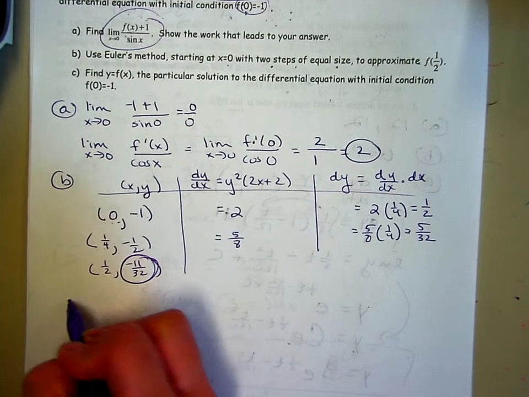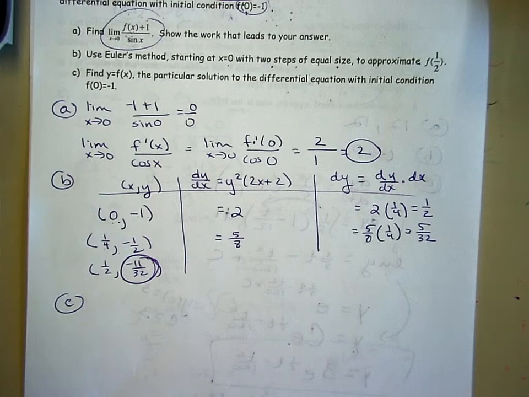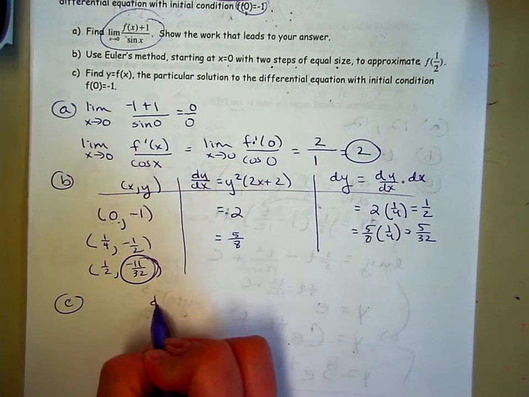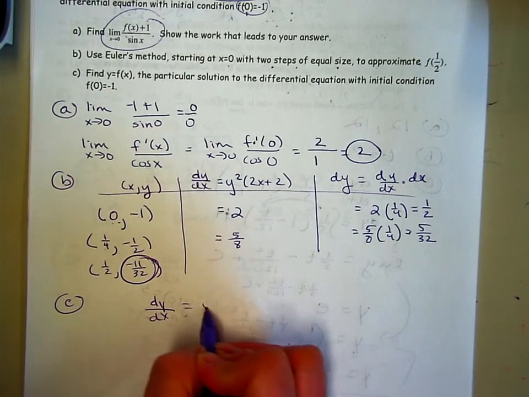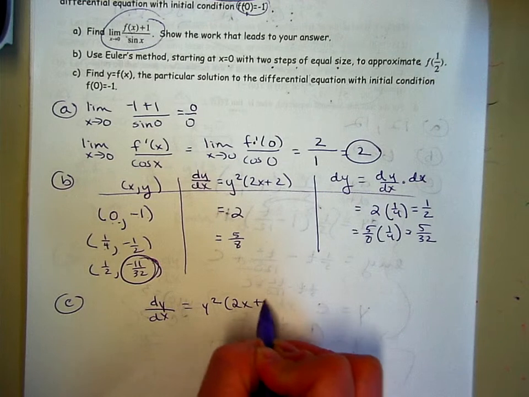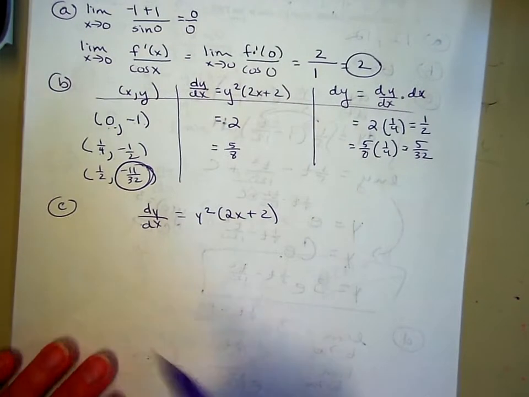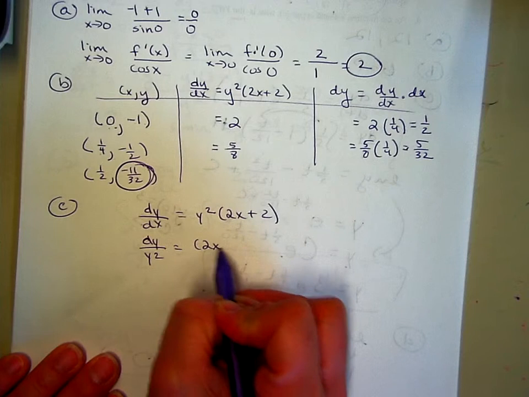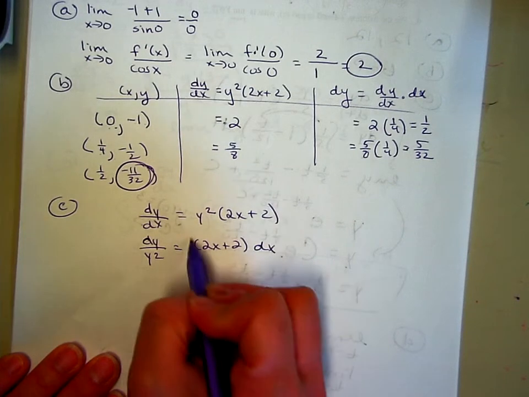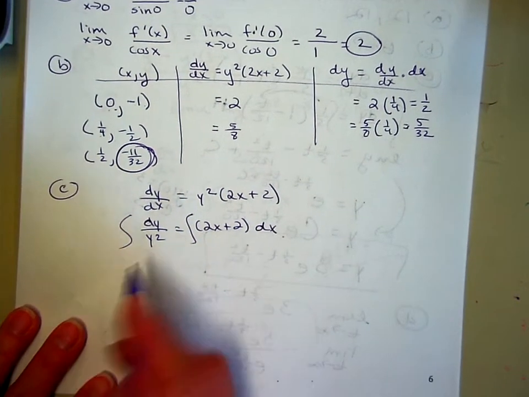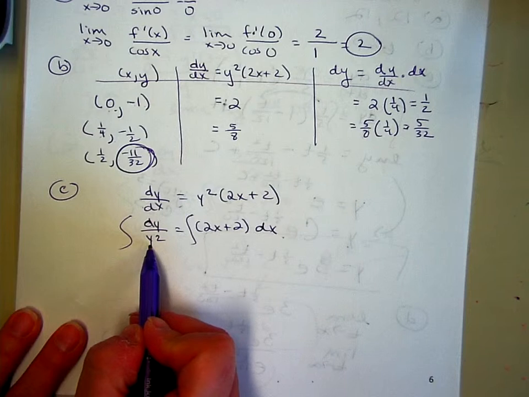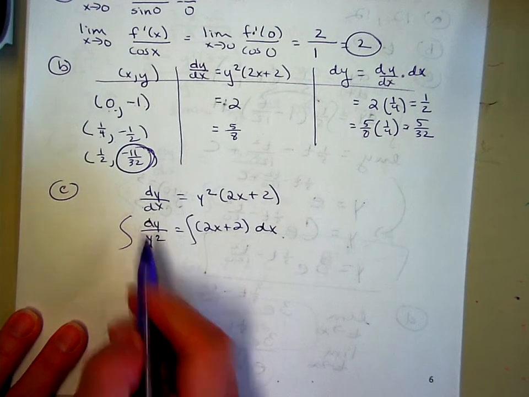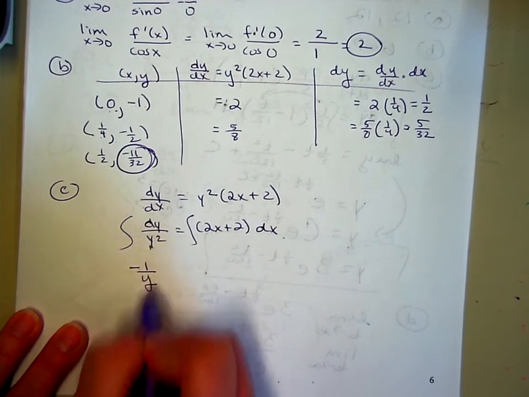Part C, find the particular solution. So anytime, the only way you guys know how to solve a differential equation, unless it's a logistic, is to separate variables. So let's separate our variables. I'm going to divide by the y squared. The dx goes over here. Integrate both sides. This is the same as y to the negative 2. This is not your natural log. This is just your power rule. So this becomes negative 1 over y.